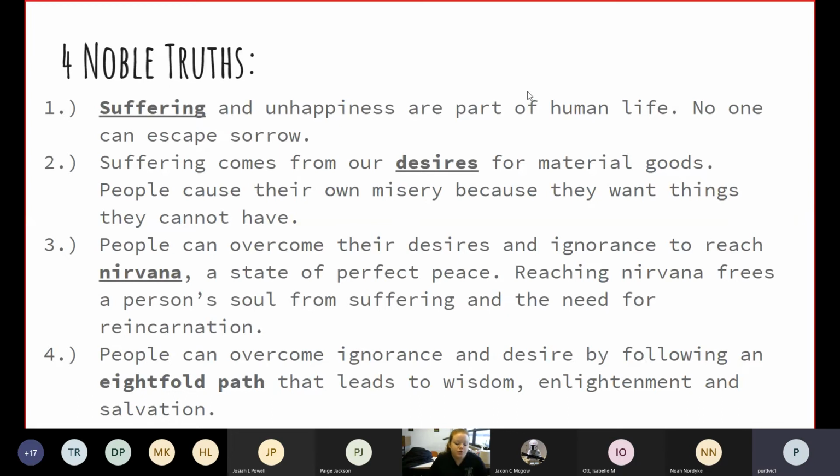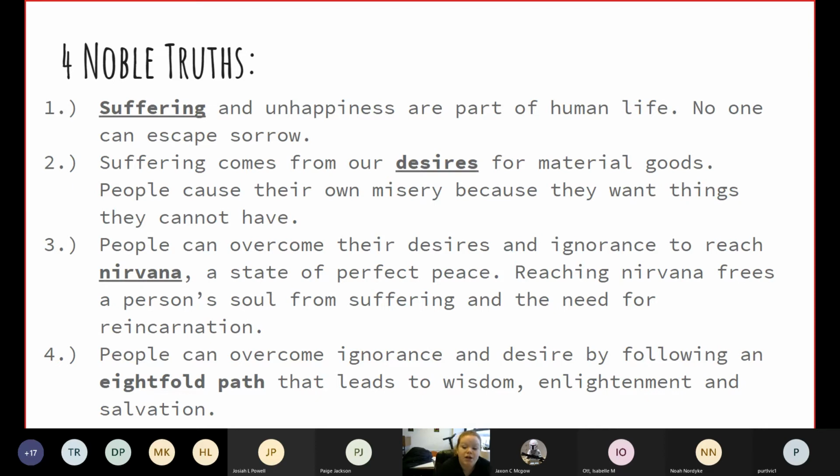So the Four Noble Truths. The Four Noble Truths are this, that suffering and unhappiness are a part of human life and no one can escape sorrow. So everybody has to suffer. See how they're emo now? Like everybody has to suffer. Suffering comes from our desires for material goods. People cause their own misery because they want things they cannot have. So suffering comes because we desire too much. We want too many things.